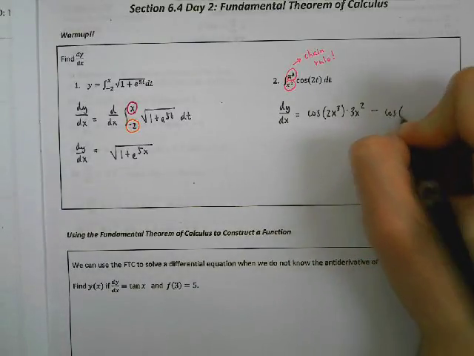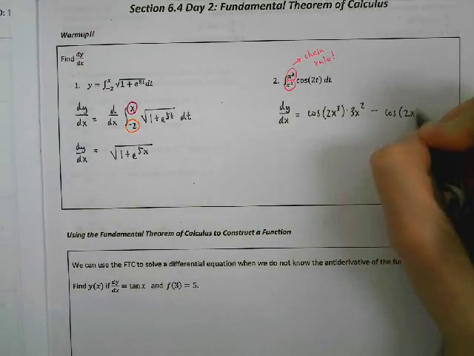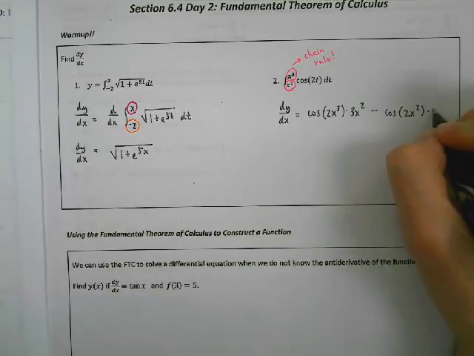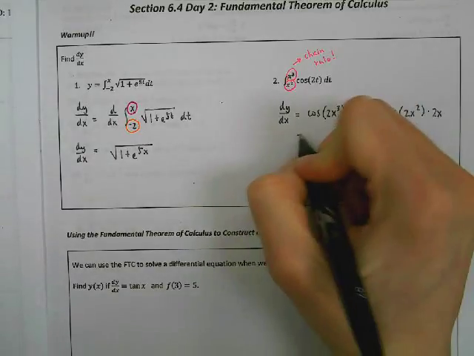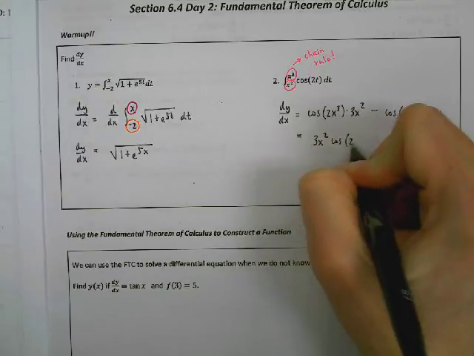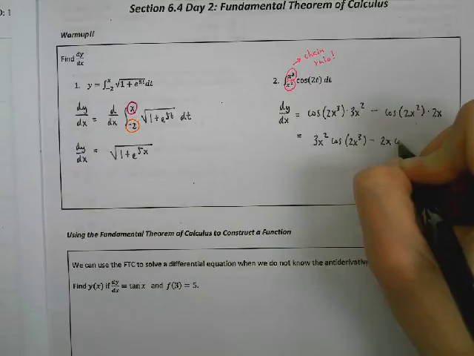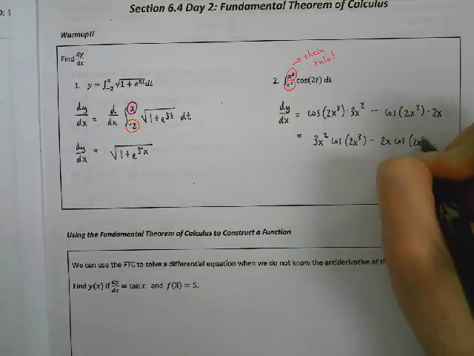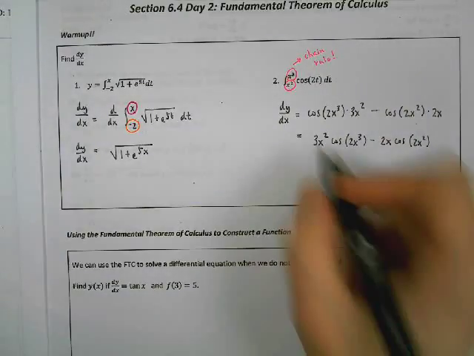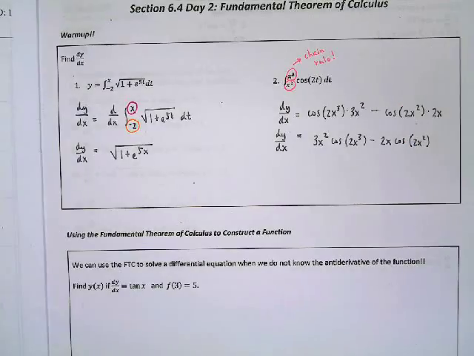So I'm going to have cosine of 2. Now for t, I'm going to substitute my x squared. And then I'm going to multiply by its derivative. So my derivative is 3x squared cosine of 2x cubed minus 2x times cosine of 2x squared. So that's a really quick review of the fundamental theorem.